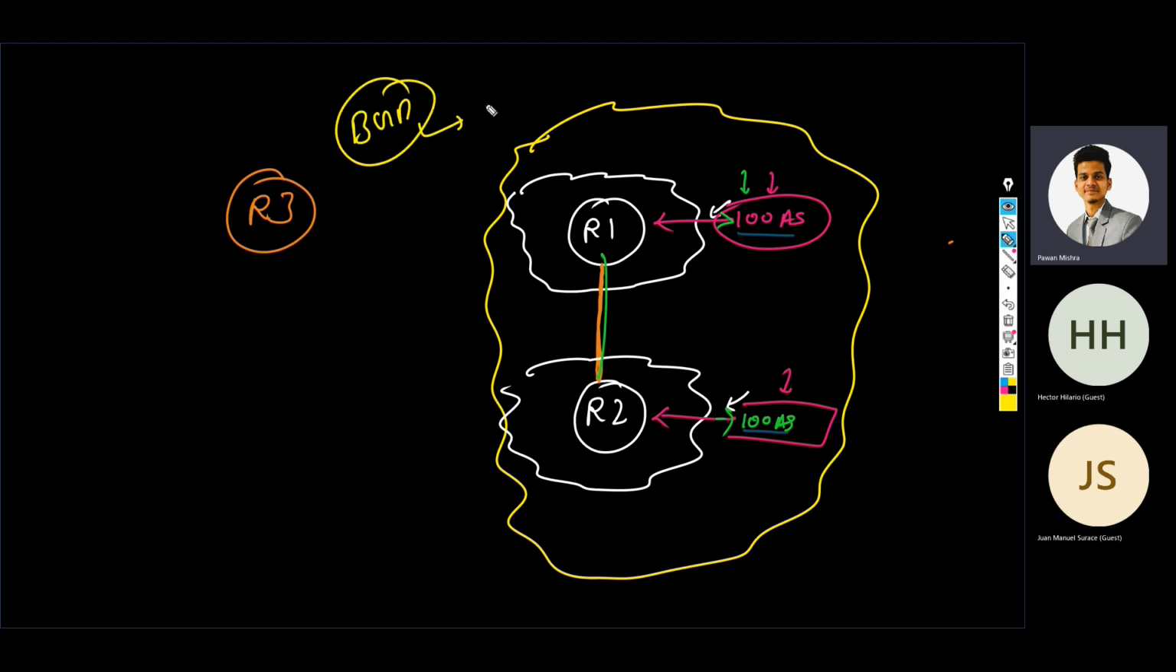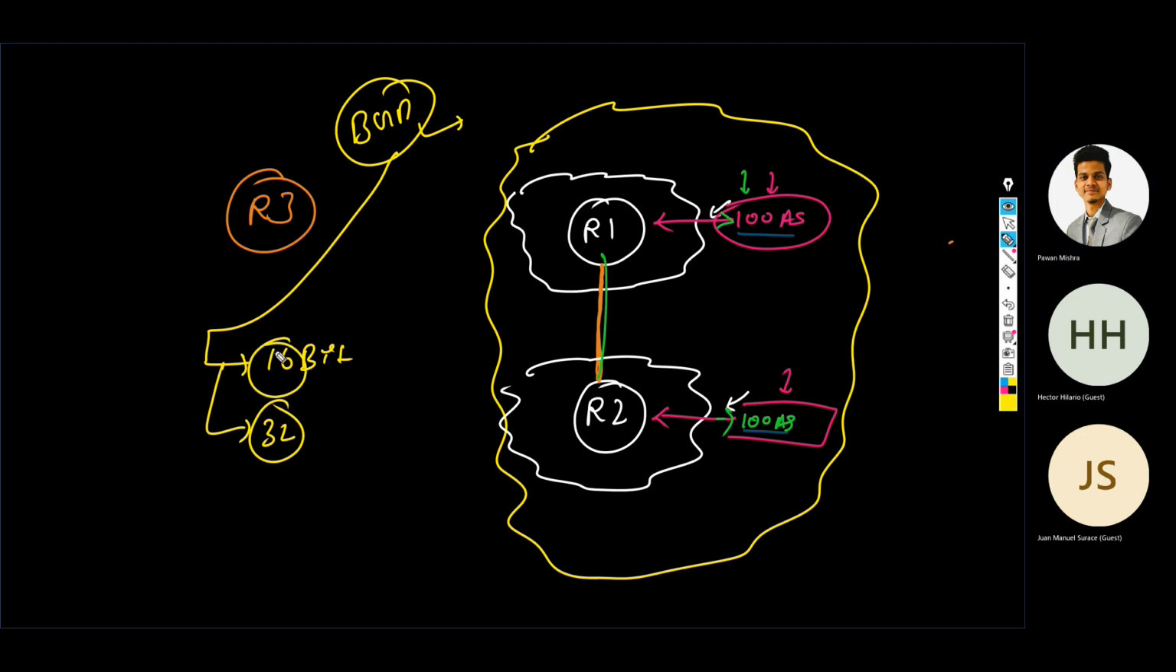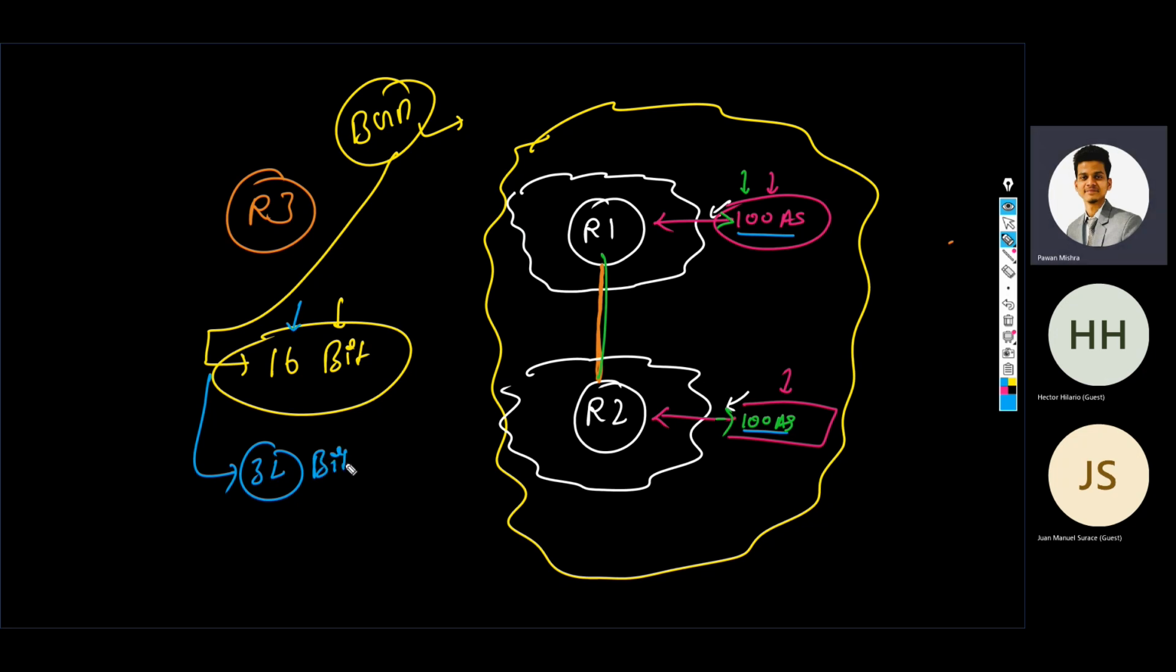In BGP we have 16-bit AS numbers and we have 32-bit as well. In the older routers, only the 16-bit AS is supported, but nowadays in BGP we also have 32-bit AS. These 32-bit ASNs are used by the new series routers. So we can say 2 raised to the power 32, approximately 4 billion, in the case of 32-bit AS.